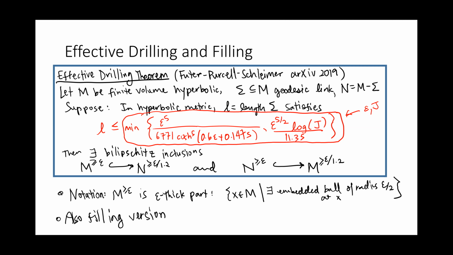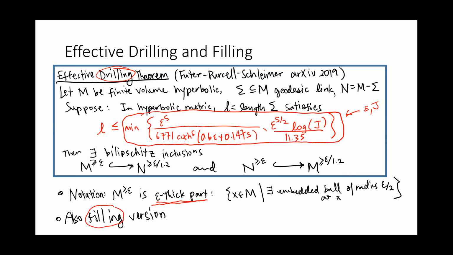In this case, you have bi-Lipschitz inclusions from the thick part of one to the thick part of another, and vice versa. By the epsilon-thick part, I mean all the points that have an embedded ball around them of radius epsilon over 2. So this will throw away all cusps, for example. And we also have a version of this for drilling. There's also a version for filling where we just run everything backwards.